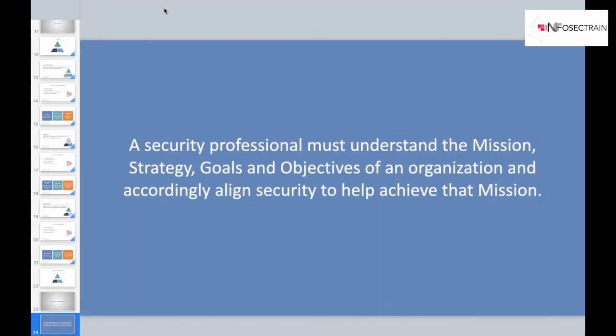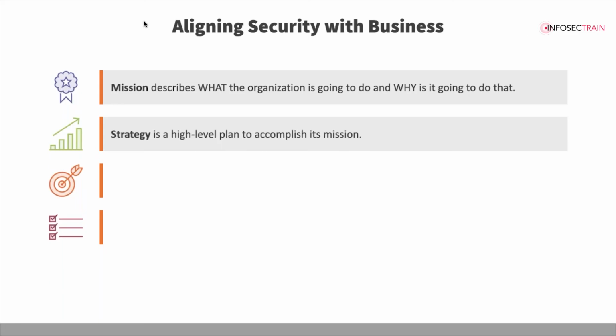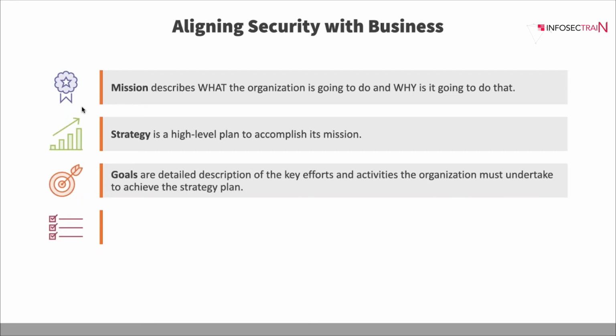All right, so here we go. As I said, a mission is a very broad statement. Strategy is a very high-level plan to accomplish its mission. For Google, the strategies probably are to have a search engine, or YouTube, or to create software for smartphones or maybe have hardware. Whatever the strategies are, they are a very high-level plan. Goals will be very specific and say these are the things we're going to do to help achieve that strategy plan.